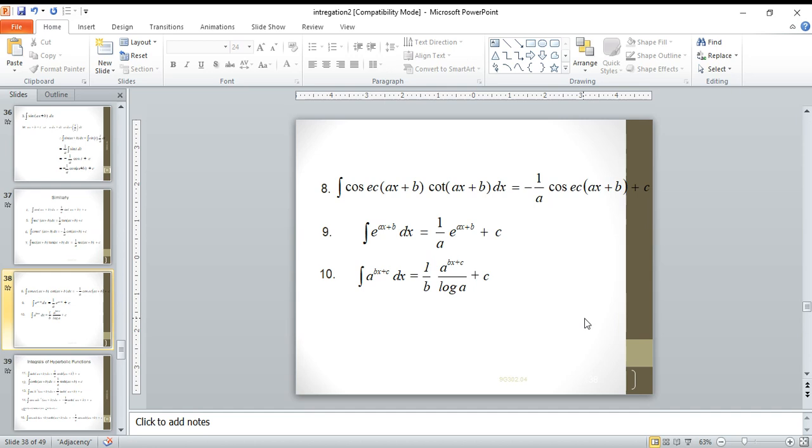So integration of a power bx plus c dx. The formula for a power x is a power x by log a. Here in place of x we put bx plus c, but the x coefficient is b, so divide the whole function by b: 1 by b into a power bx plus c by log a plus c. This formula is completed.